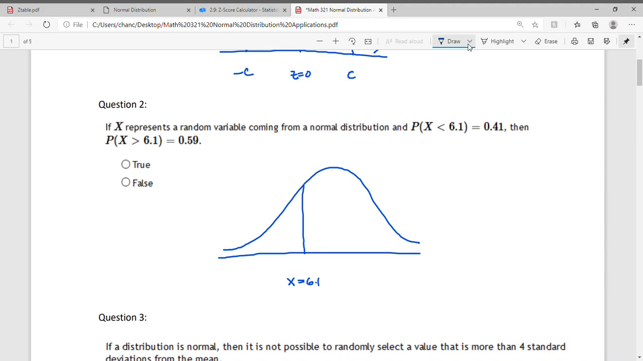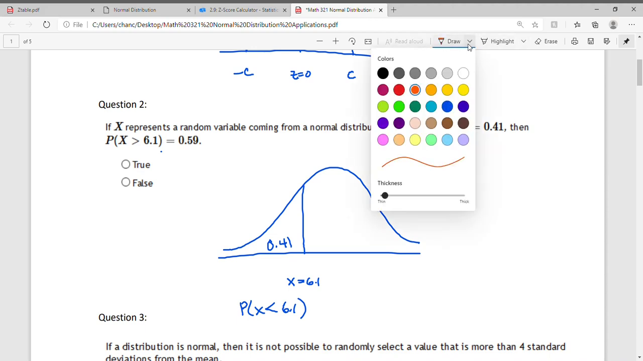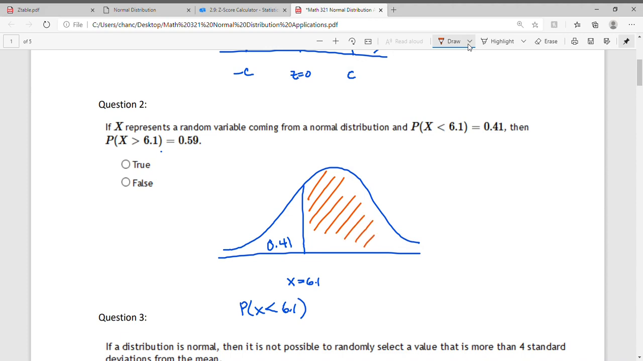Now we know the probability of x being less than 6.1 is 0.41. So let's say this area is 0.41. Now this is the probability of x being less than 6.1. Now we want to look for the probability of x being greater than 6.1. That means the area to the right. So I'm looking for this area to the right.